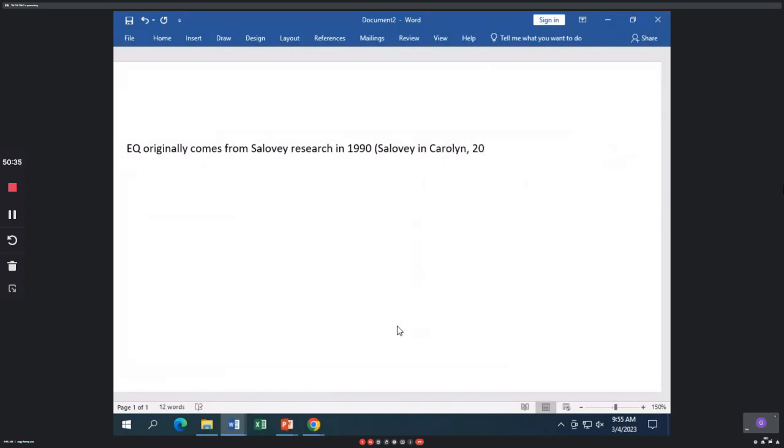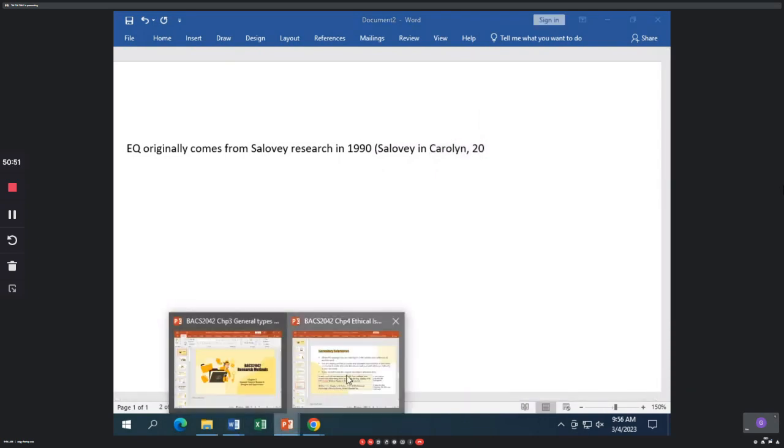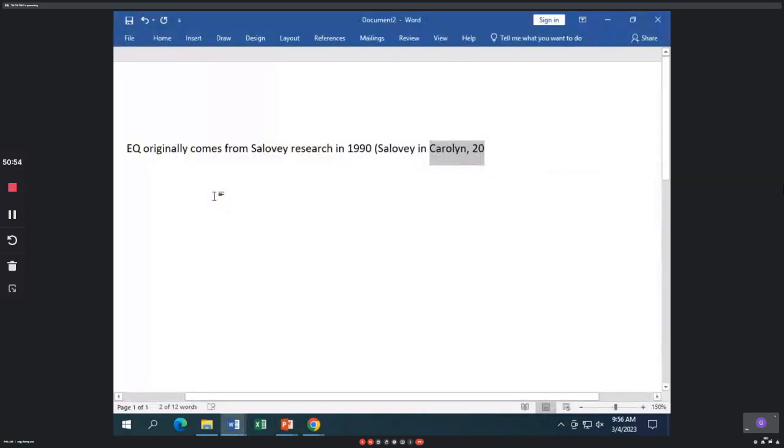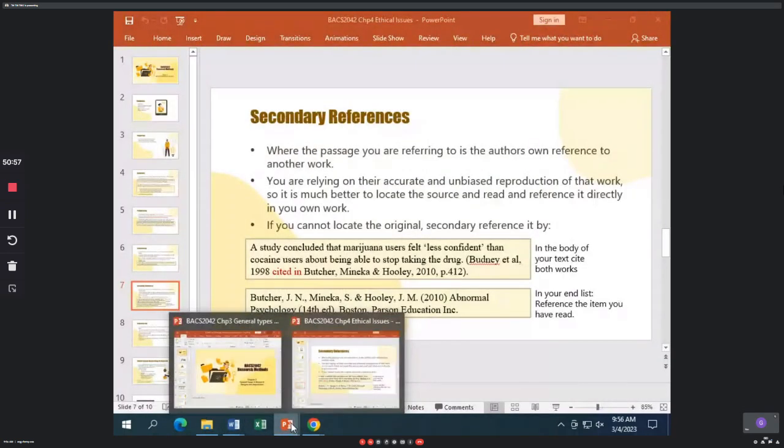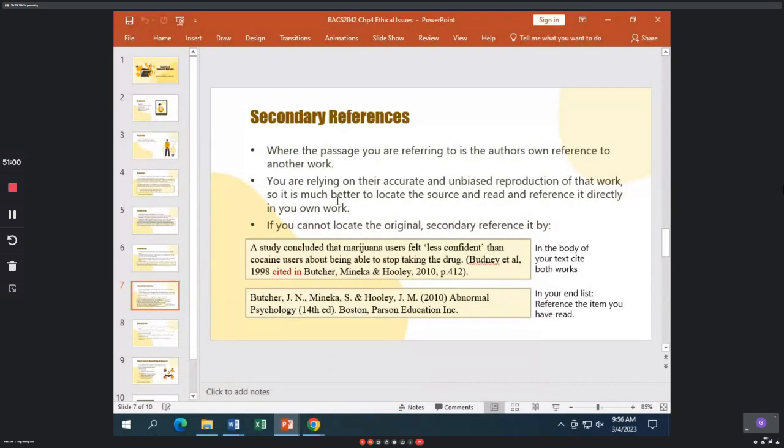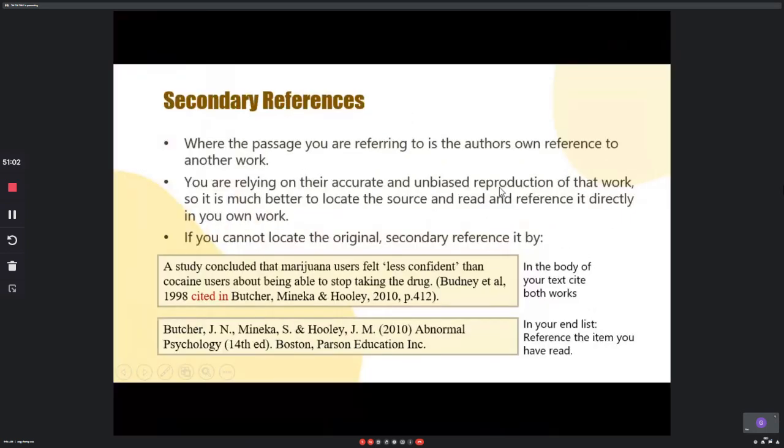20 something. You say, I originally get this, it's actually this person who said this, but I found his research in Caroline's research. That's called second referencing. Secondary references, which is very confusing. So I don't want you all to actually use this. The best is that you get the original reference and cite it in your own references. Okay, don't use secondary references.